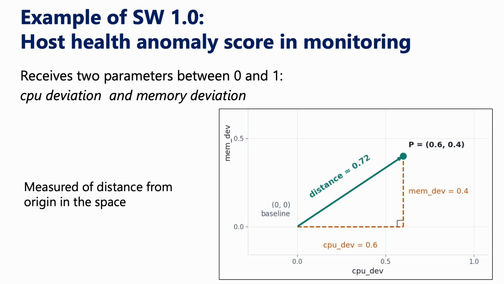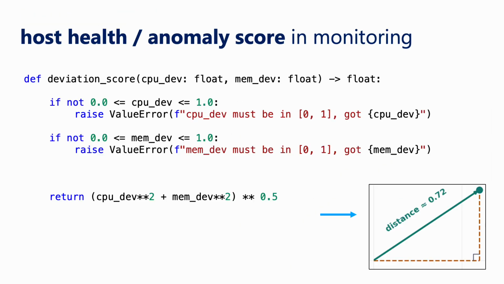So let's take one example of software 1.0. This is a simple problem. We are given a deviation of the CPU usage, a deviation about the memory usage from a computer. So we're given two numbers between 0 and 1, and we compute a general indicator that shows the anomaly about the CPU and memory usage for a given machine. In this case, it is the hypotenuse of the right triangle where the sides are the CPU deviation and the memory deviation. So it's a simple function, and basically the function takes these two numbers.